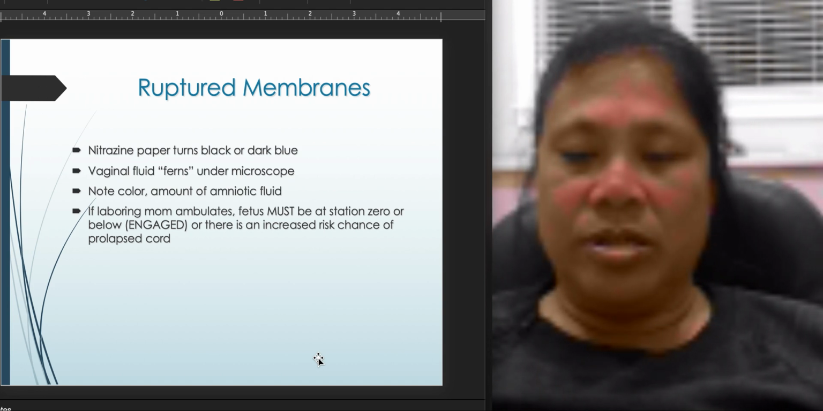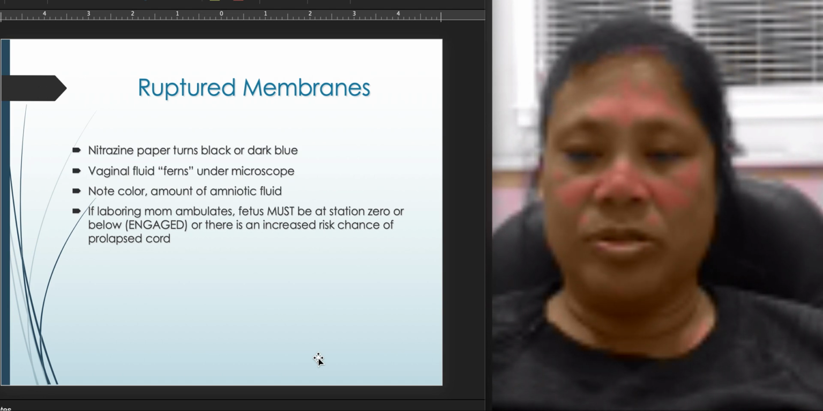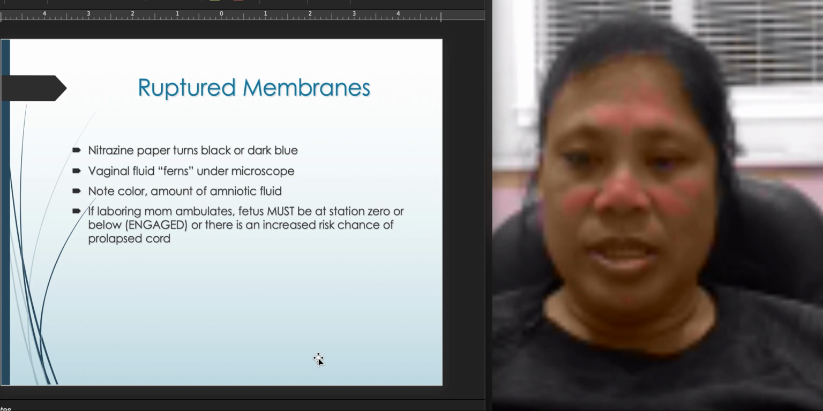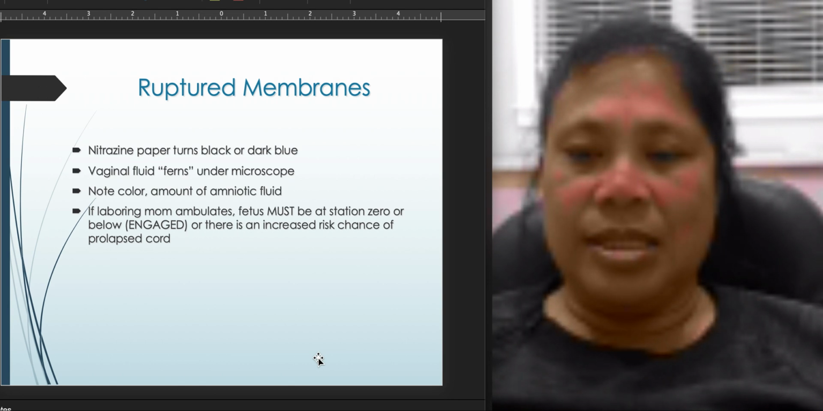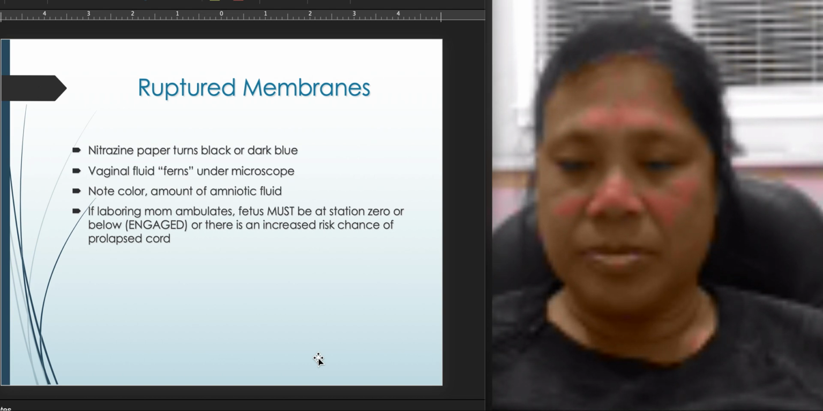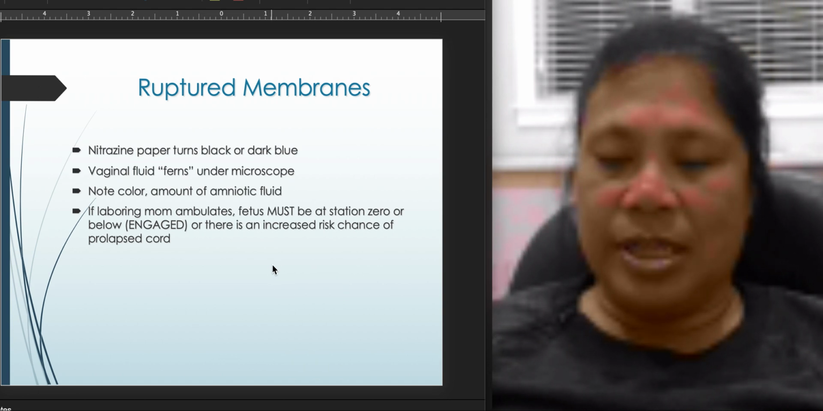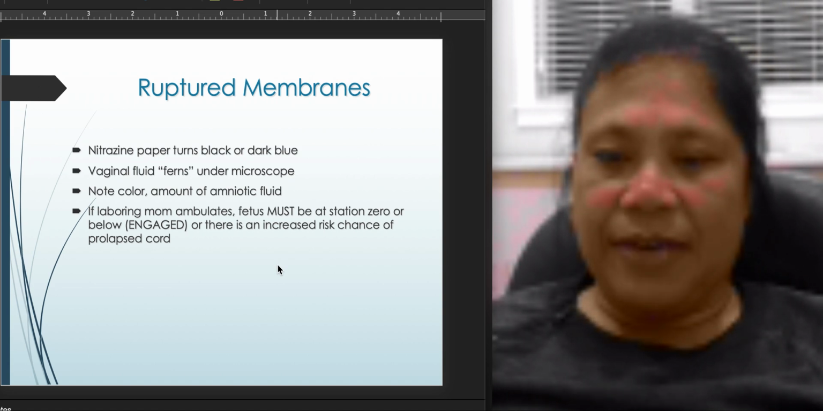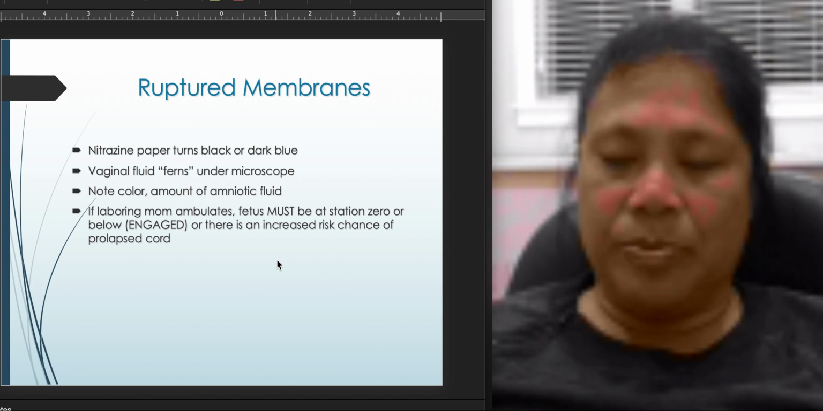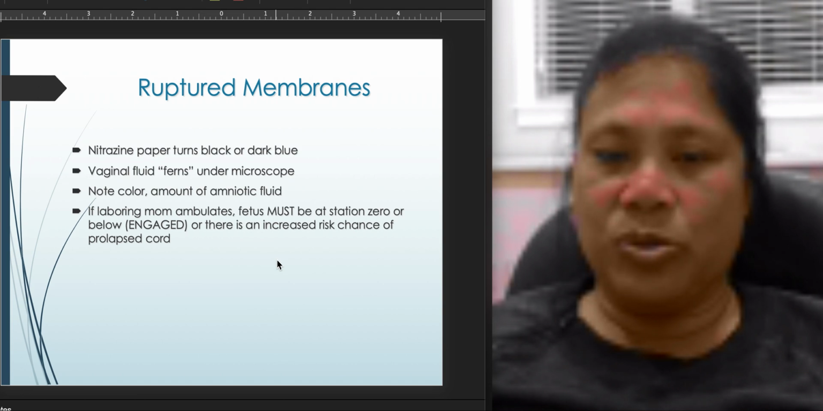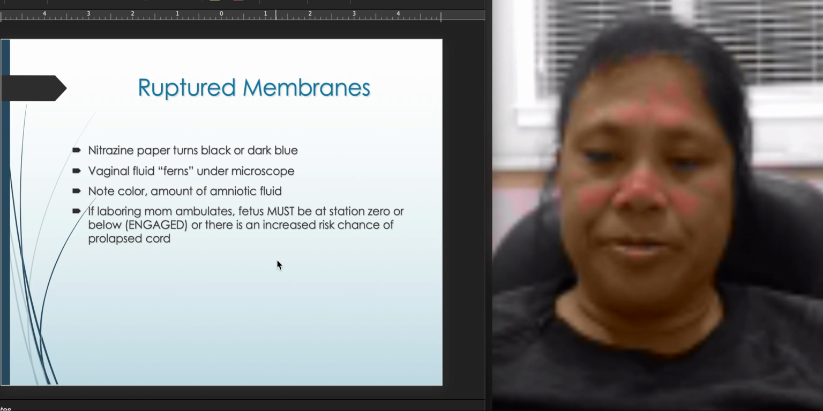Another way is to check under a microscope. You get a sample of the fluid and spread the sample along a slide and look under the microscope, and if you see Christmas-tree-like ferning, then it's positive for ruptured membranes. And remember, I mentioned a couple of slides before, in order for a fetus to be engaged, they have to be at zero station. If the fetus is above zero station, then there is an increased risk of prolapsed cord.